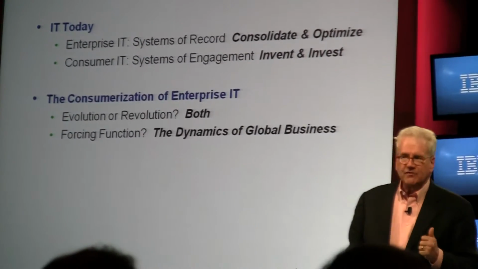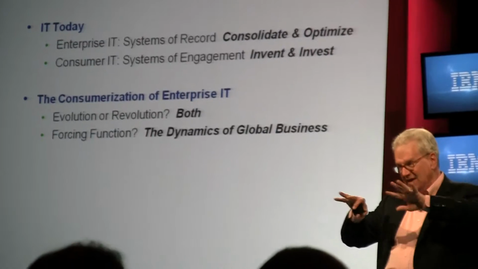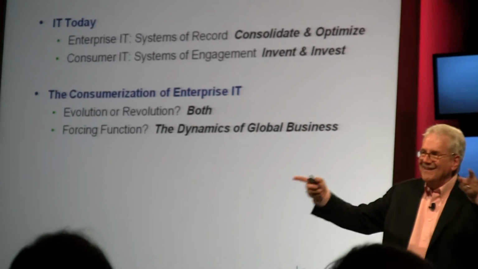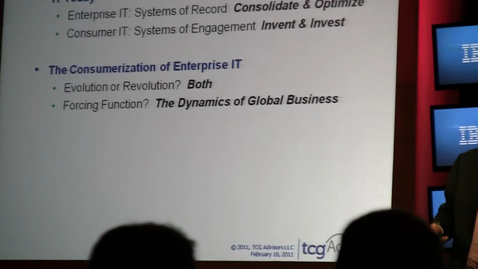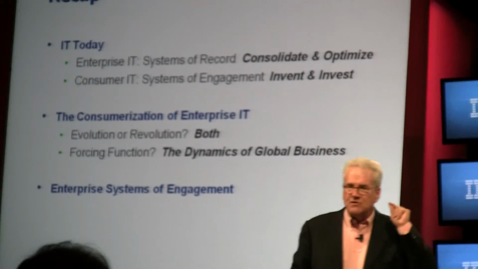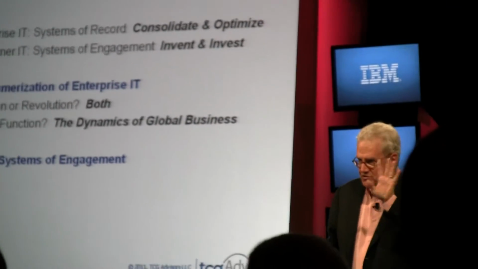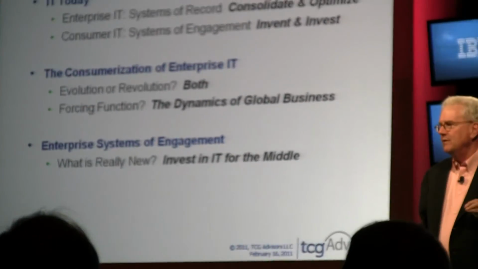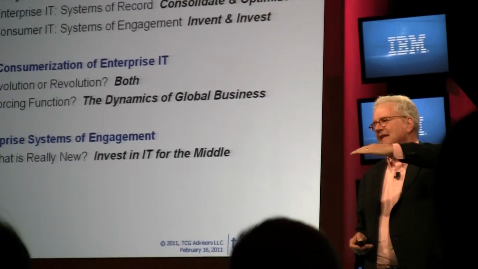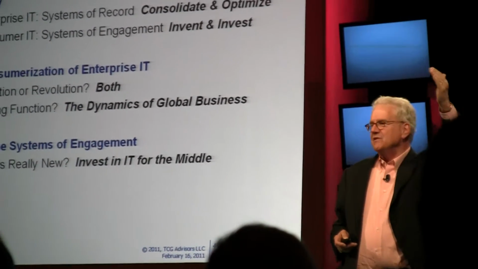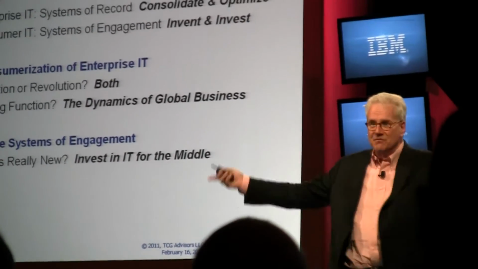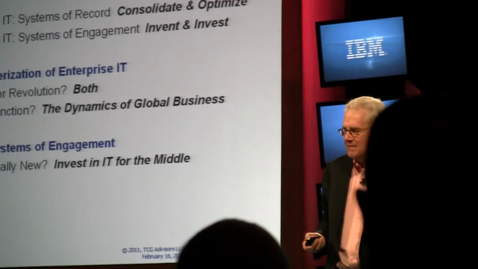Forcing function: the dynamics of global business. We've taken the corporation and extended it, so now the middle has this whole need to communicate, coordinate, and collaborate. It used to be a nice to have, then became a should have, and now is a must have in order to make this system work. So in terms of enterprise systems of engagement, which is where this new money would go, what's really new? Investing in IT for the middle of the organization, for everybody from the second level supervisor to not yet a senior vice president. And the truth is, in companies like IBM, the senior vice presidents are in the middle too, because they're trying to hold together this vast ecosystem as much as anybody else.